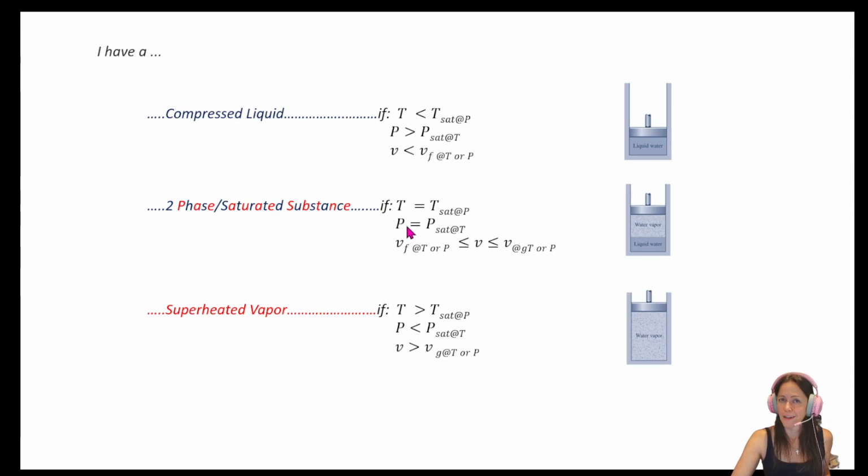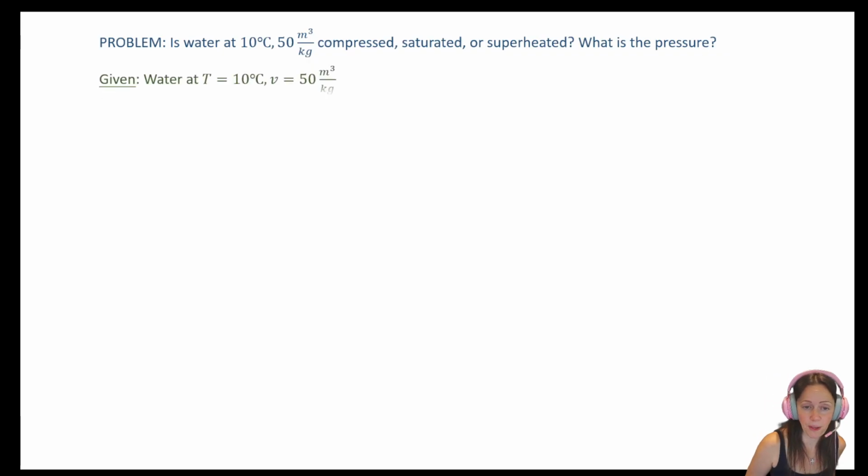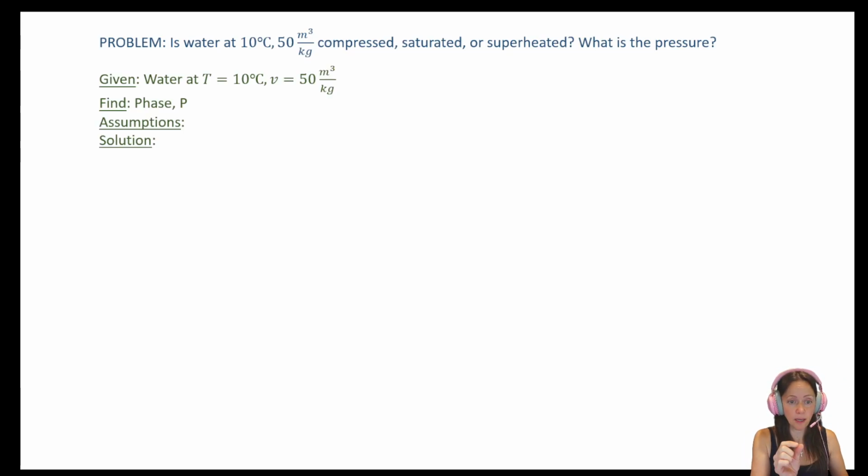So let's start working through some problems, and hopefully it will make a little more sense as we go. We have water at 10 degrees Celsius. We have a specific volume; they don't say it's specific volume, but those are the units for specific volume: 50 meters cubed per kilogram. Is it compressed, saturated, or superheated? And we want to know what the pressure is. So I'm writing down what my substance is and what I know about it.